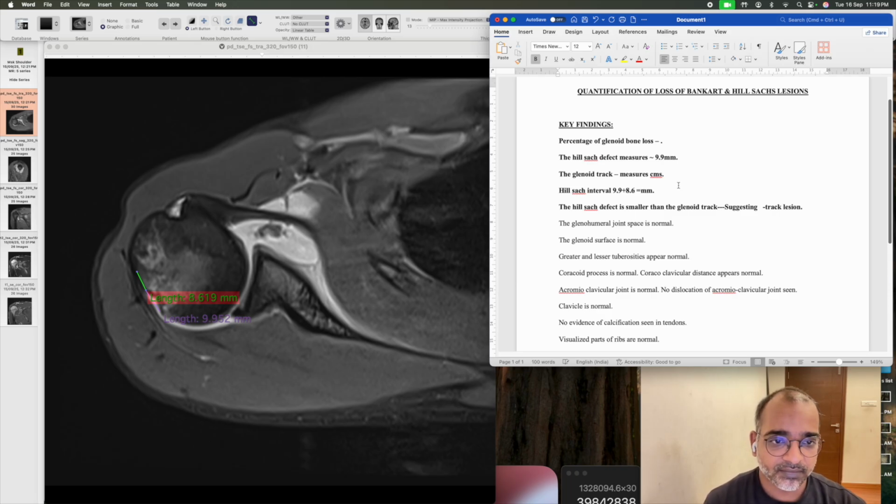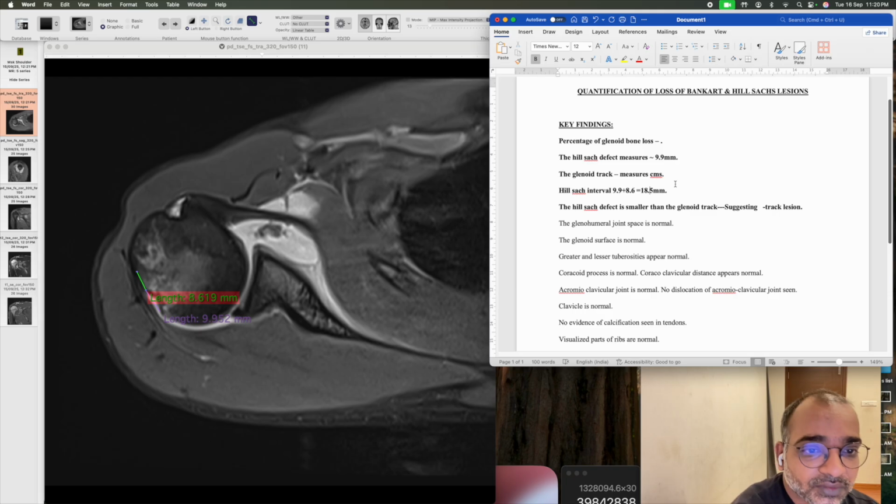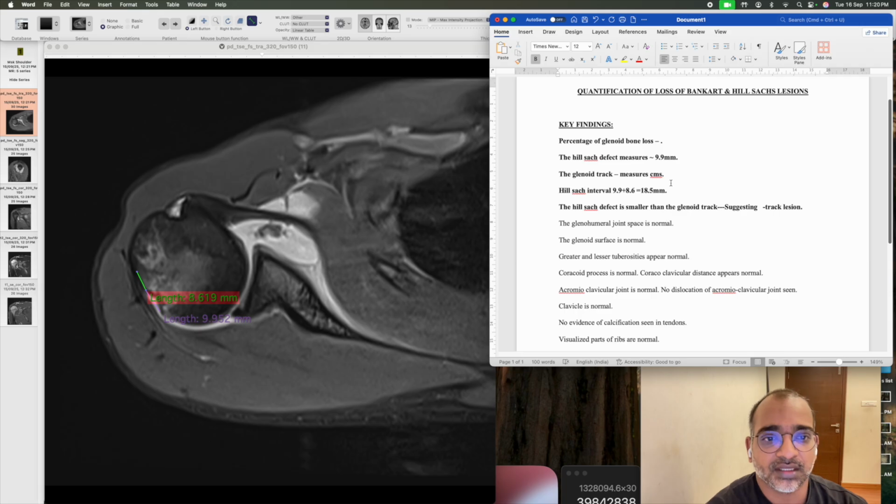So what is that? 18.5. So 18.5 is my Hill-Sachs interval. So this is the Hill-Sachs interval. If we add these both, we get the Hill-Sachs interval. Then we have to see the glenoid track. How much is the glenoid track?